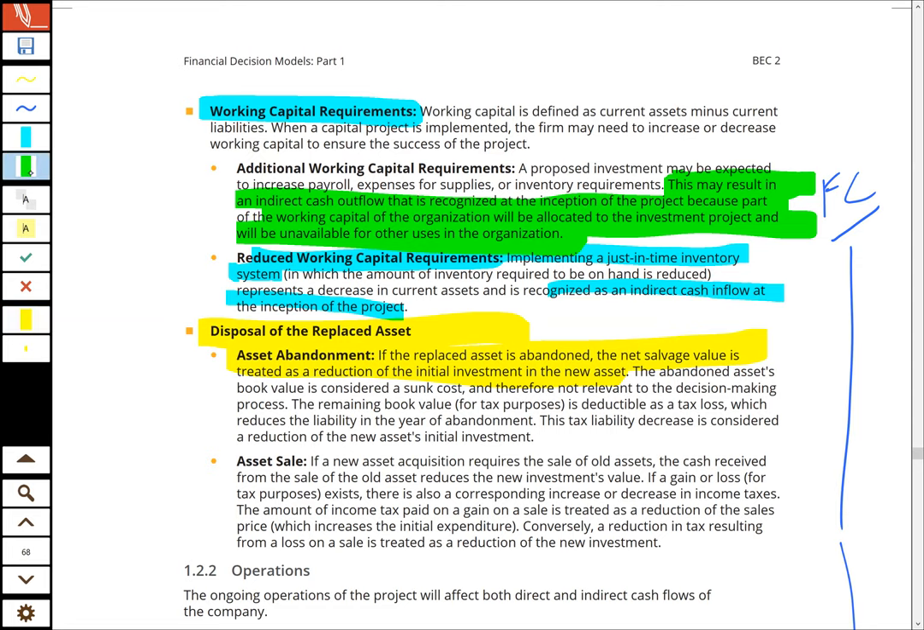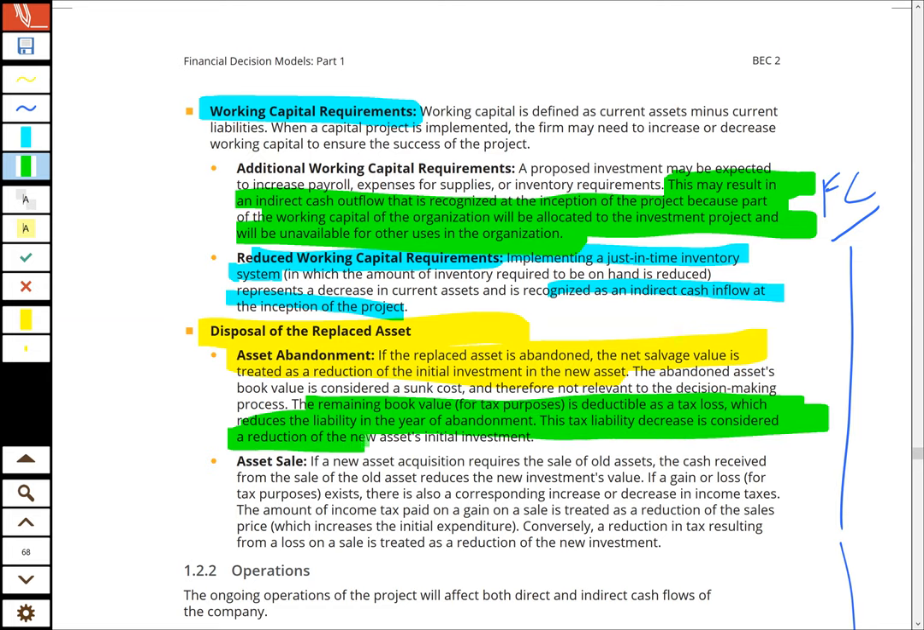The remaining book value for tax purposes is deductible as a tax loss, which reduces the liability in the year of abandonment. The tax liability decrease is considered a reduction of the new asset's cost. Again, they say that it's a tax saving, so you can treat it as an inflow. They're considering a loss here from an asset abandonment, so whatever the remaining book value was. Let's say I have an asset that's almost completely depreciated. It has a book value of 100.